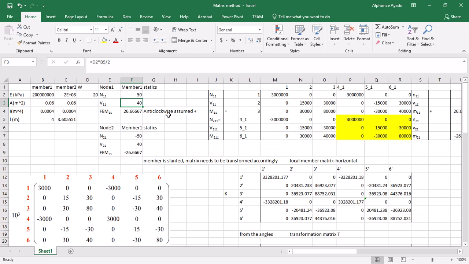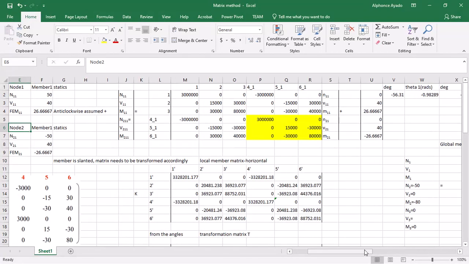B5 is the length, so WL over 2, and of course the fixed end moment is WL squared over 12. D2 is the weight, and B5 is the length. So that's the fixed end moment. And I note here to assume clockwise moments are positive. That's important, because if you confuse the directions, then you might get lost. You do the same assumptions for node 2, so that you get the fixed end moments.